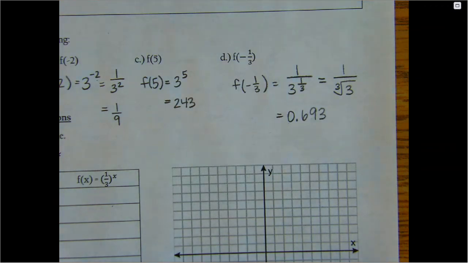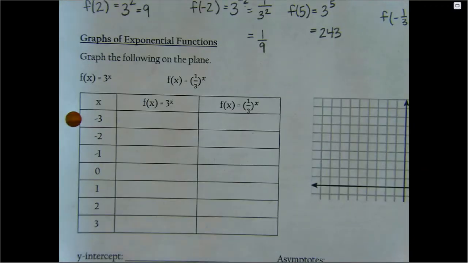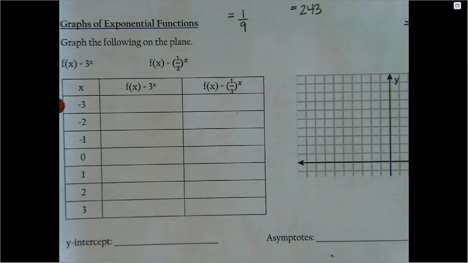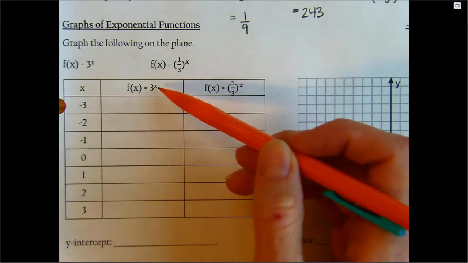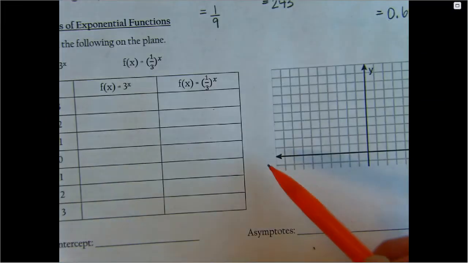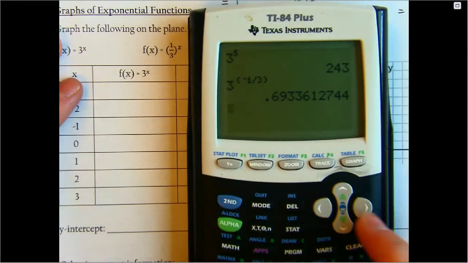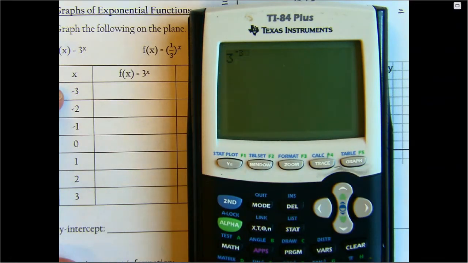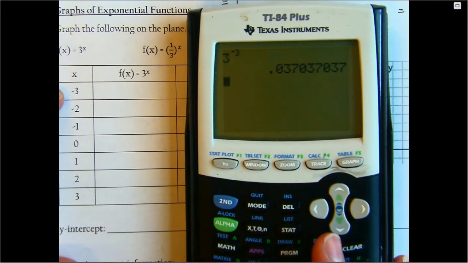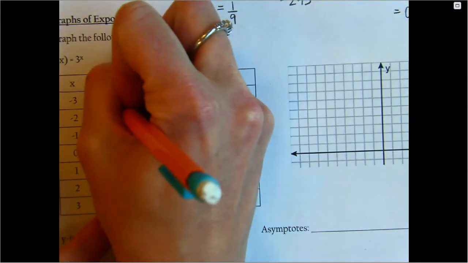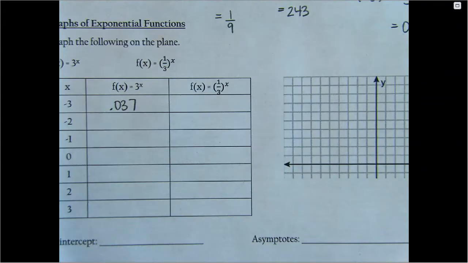Okay, all right, so now we're going to look at these on a graph. So we're going to take the same function we just evaluated and see what that would look like graphically. Okay, now for these, I am going to approximate these values because I'm graphing it. I just need to get a general idea of where these values are. So if I type in 3 to the negative 3, it's going to be about 0.037, so pretty close to 0.